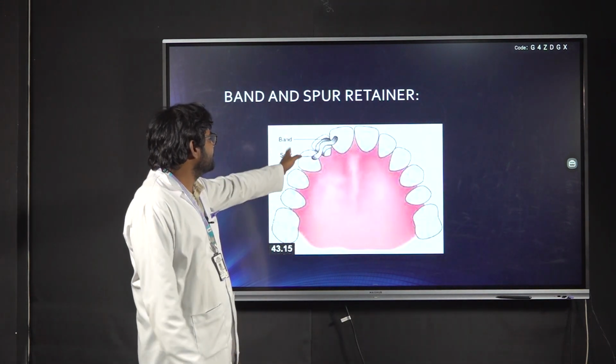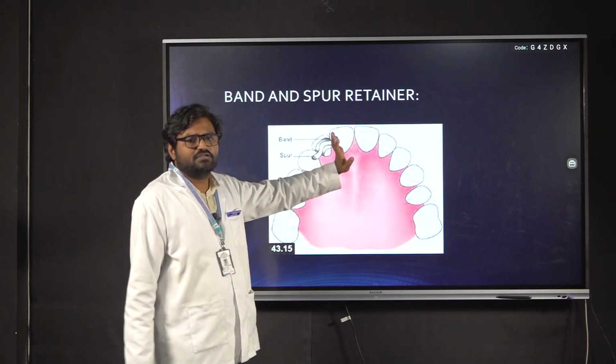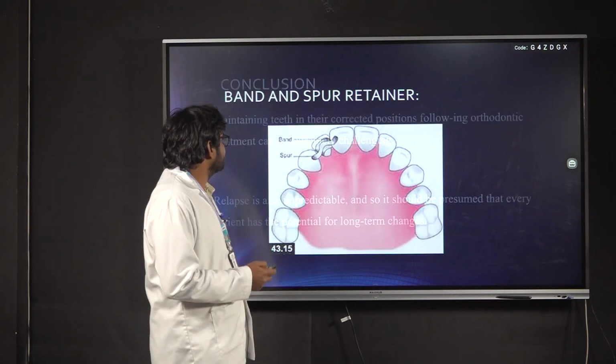And lastly, a band and spur. Similarly, there's a banded tooth and you have a spur which will rest against your adjacent teeth. In such a way, it will retain the tooth position.